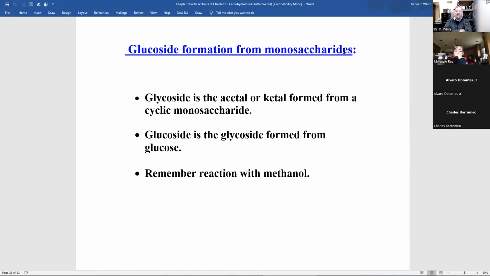The monosaccharides that I just showed you, the cyclic form, can form acetals or ketals with other monosaccharides. And those are called glycosides. Again, these names switch off, click. Now for glucose, the glucoside is the glycoside formed from glucose. And then a note for Dr. White, remember the reaction with methanol.